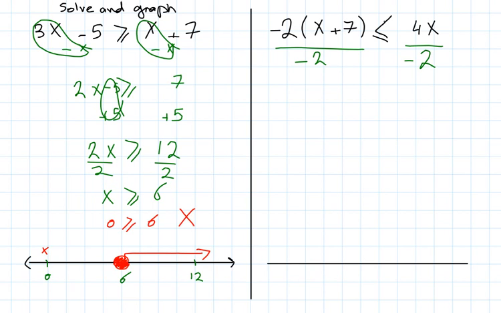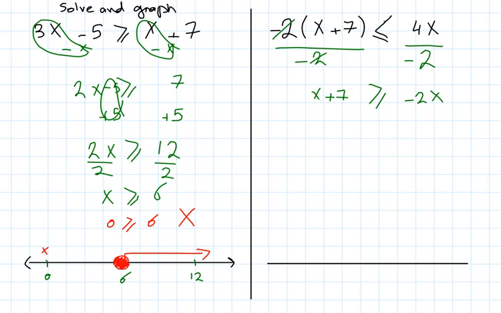These two negative 2's are going to cancel out, and 4 by negative 2. However, since we're dividing by a negative number, we are going to flip the inequality. So on the left side, you're going to end up with x plus 7, and the inequality is going to flip. On the right side, 4 divided by negative 2 is negative 2x, and the x doesn't change.